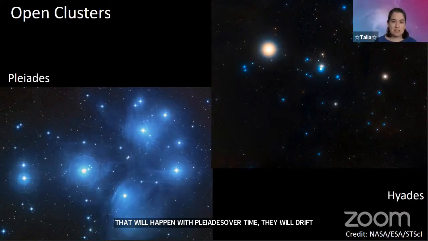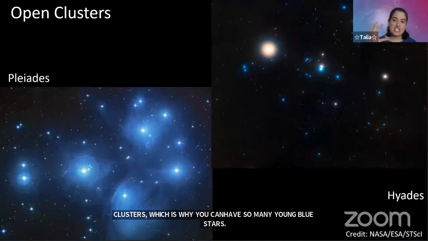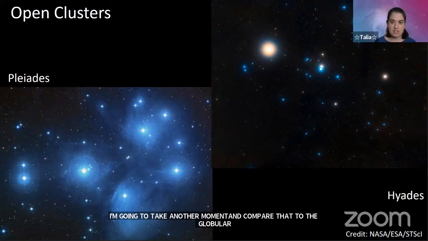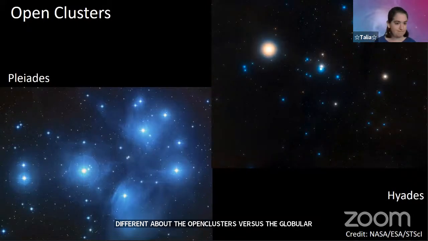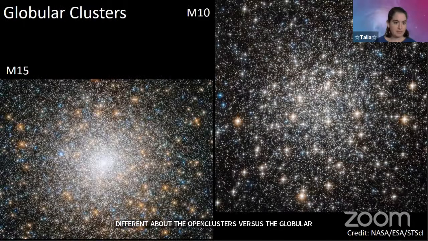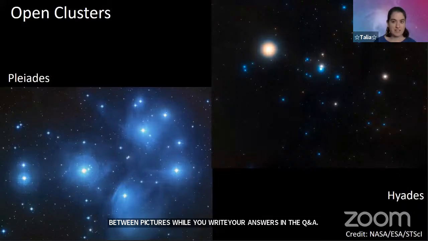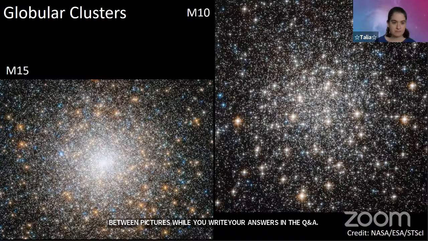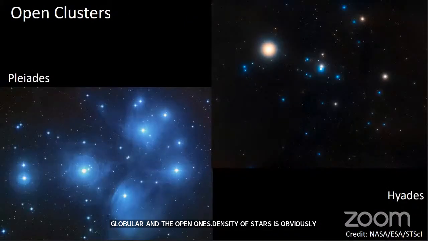Now I'm going to take another moment to compare that to the globular clusters. So once again, besides the shape, which is pretty different, what do you notice is different about the open clusters versus the globular clusters? I'll flip back and forth between the pictures while you write your observations in the Q&A. So there are the globulars and the open ones. Again, we know density of stars obviously is a very big difference, but what else do you notice?